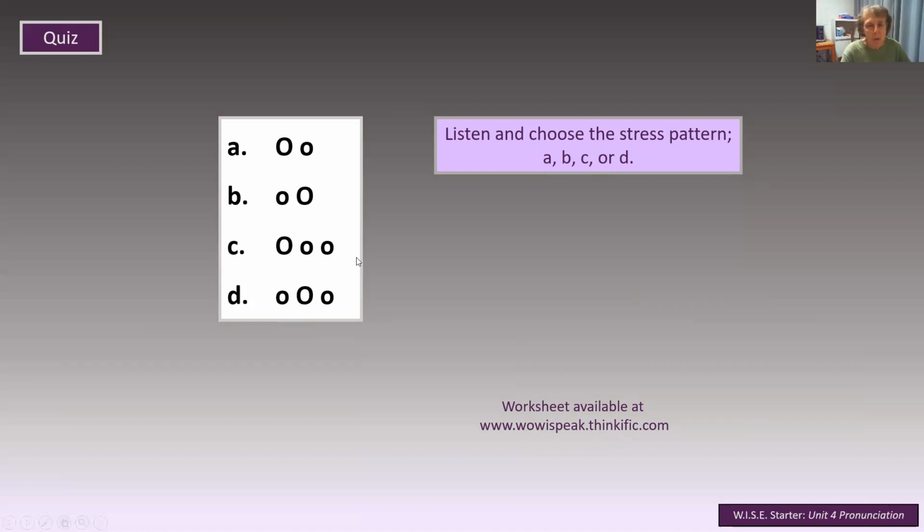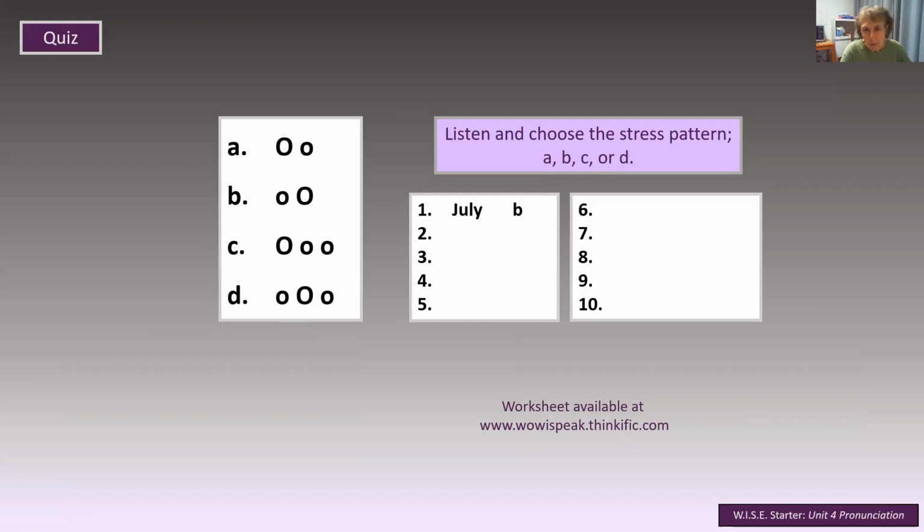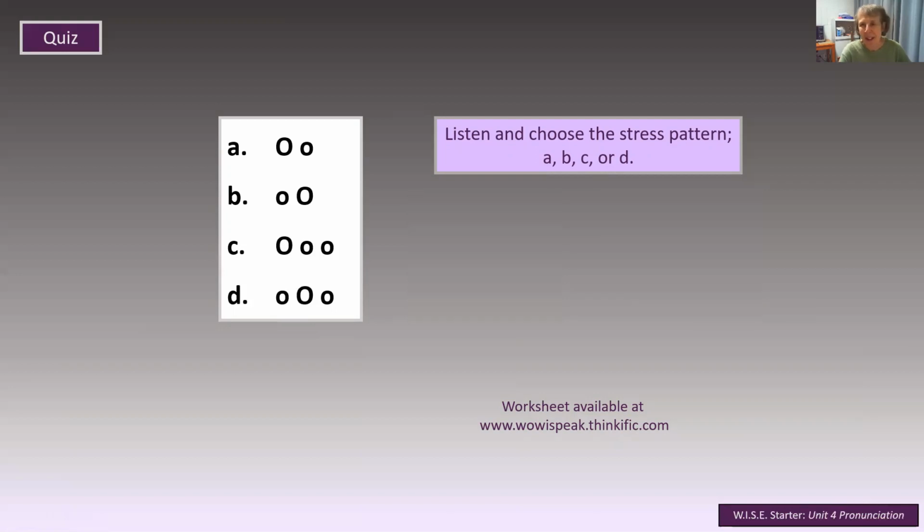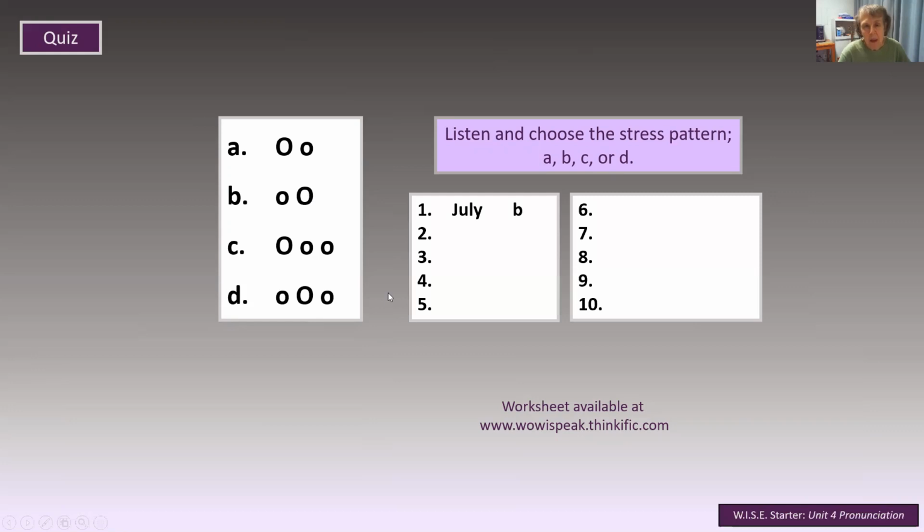For example, number 1, oh, I should tell you first, shouldn't I? Number 1 is July. July is B. It's the pattern B, July. Two-syllable word and the stress is on the second syllable. There you are. July, B. Stress pattern B. Right? Listen to 2 to 10 and write A, B, C, or D on your worksheet.